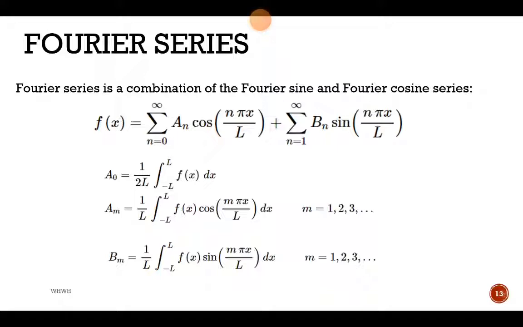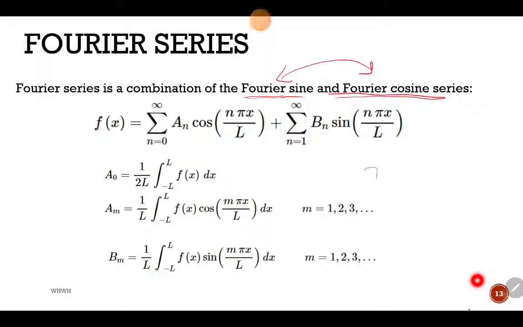Hari ni kita akan belajar berkenaan Fourier series. Sebelum ni, in the last two lecture videos, saya ada explain what is Fourier sine series and Fourier cosine series. Fourier series ni is the combination of these two series, sine series and cosine series, maka jadilah ianya Fourier series. So AN ialah Fourier cosine series, and BN is the Fourier sine series.